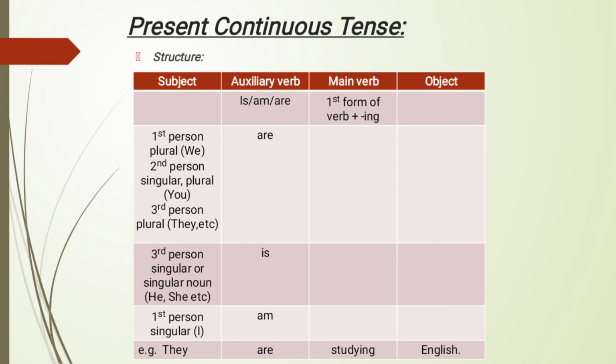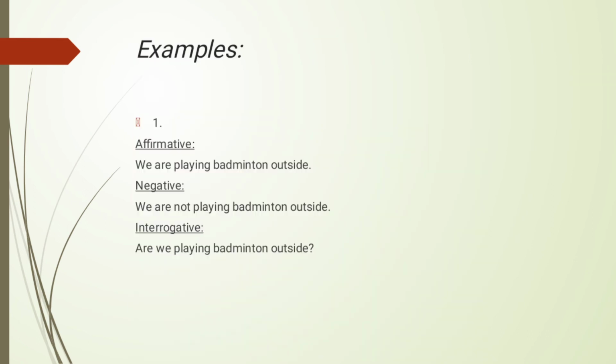Did you know that, beta, how I will use the auxiliary verbs are, is, am with different persons, singular and plural? Okay? Now, you can see further examples. Example number 1, in an affirmative sentence: we are playing badminton outside. If you want to make the negative of this sentence, then you will add not just after the auxiliary verb. We are not playing badminton.